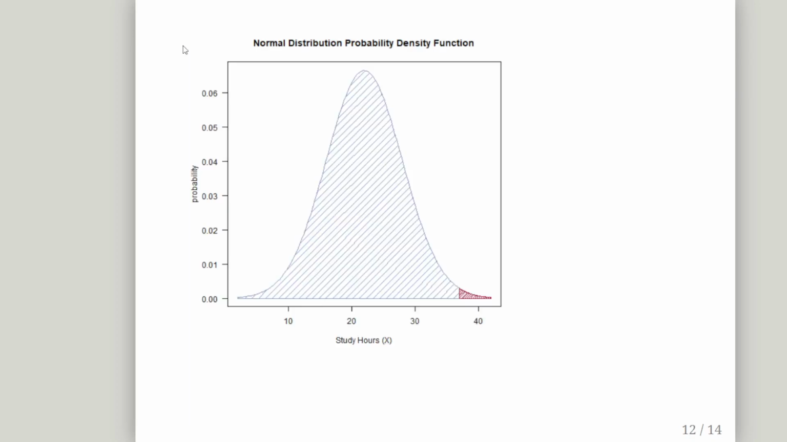And there we have it. The red shaded area here corresponds to the probability of studying more than 37 hours per week. You can see that that is approximately x equals 37 there. In fact, it is x equals 37. So that's it. Okay, we'll leave it there.